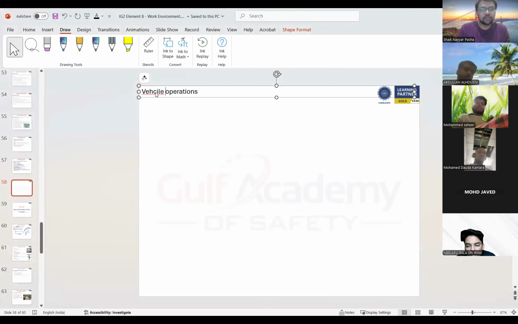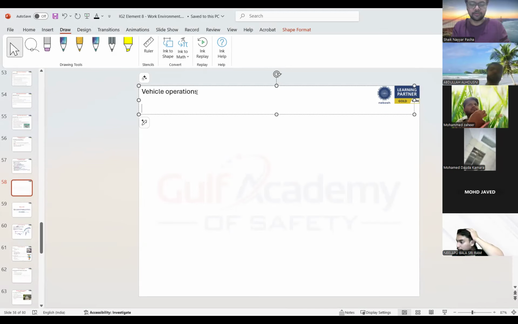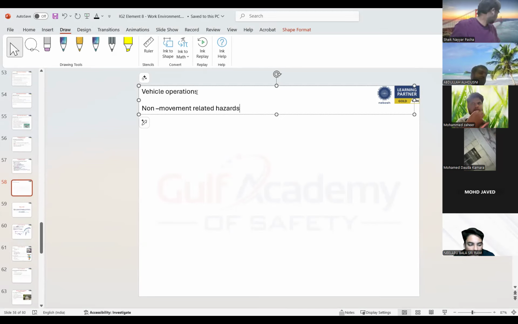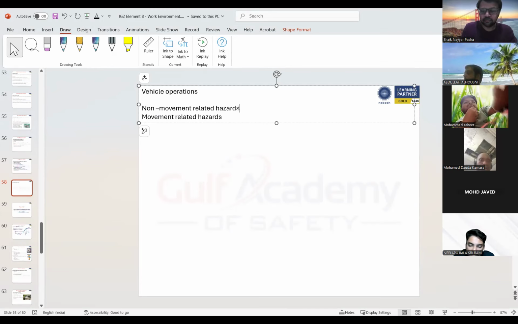So hazards and controls associated with vehicle operations. When there are vehicles, there are two main hazards. They are classified into two parts. One is non-movement related hazards. Another one is movement related hazards. Non-movement in the sense when the vehicle is not in moving condition, what are the hazards?